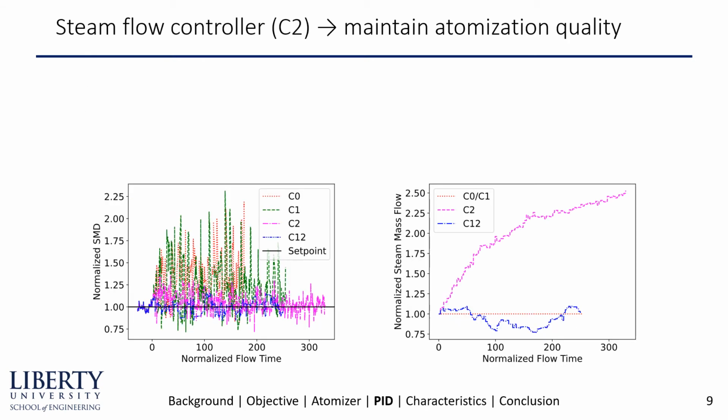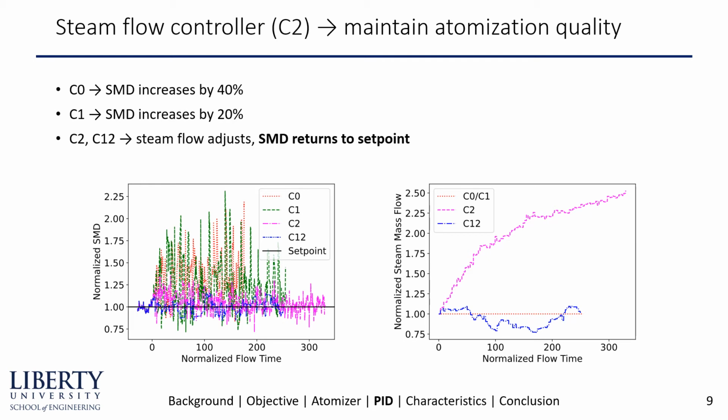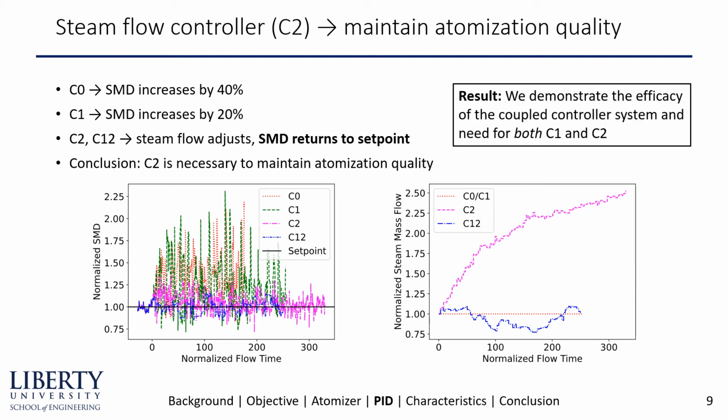What about the droplet size and steam flow? Well, here we have SMD, or Sauter mean diameter, which is our droplet size, on the left, and on the right, our steam flow. So if we have no controllers, the Sauter mean diameter increases by 40% through the viscosity change. If we have just C1, the SMD increases by 20%. But if we have C2 in our system, the steam flow adjusts and the SMD returns to set point, concluding that C2 is necessary to maintain atomization quality.